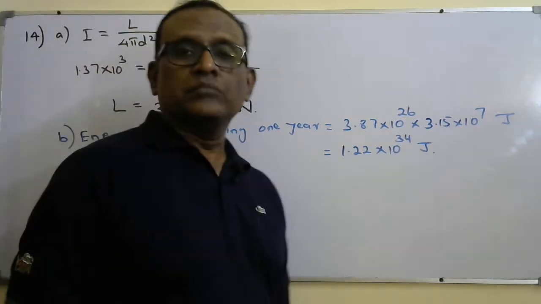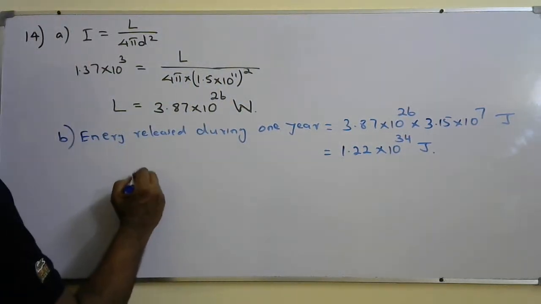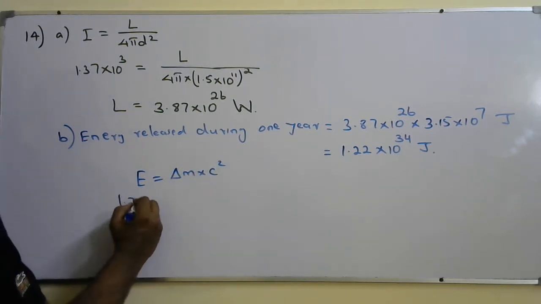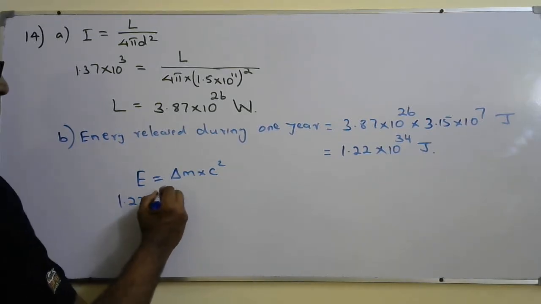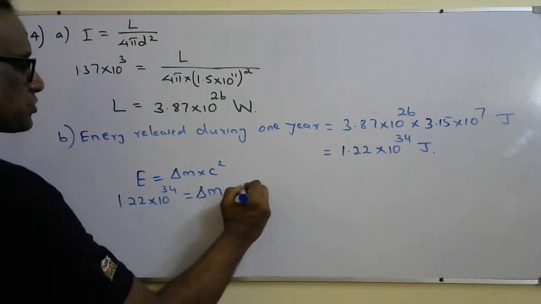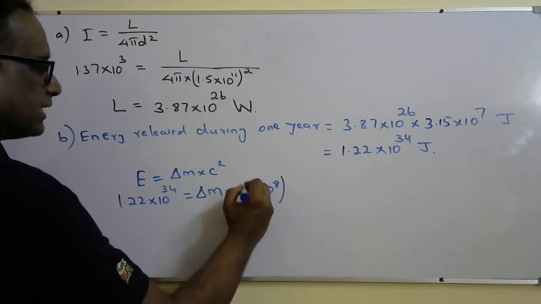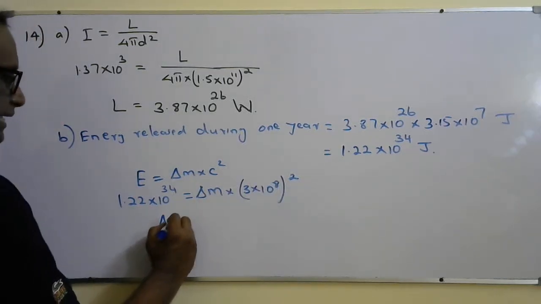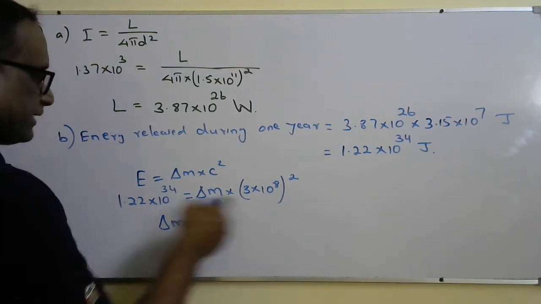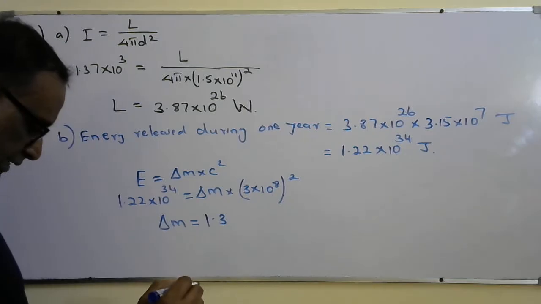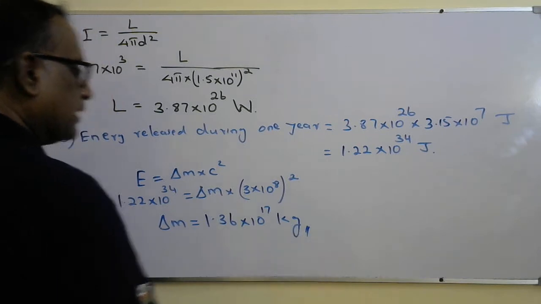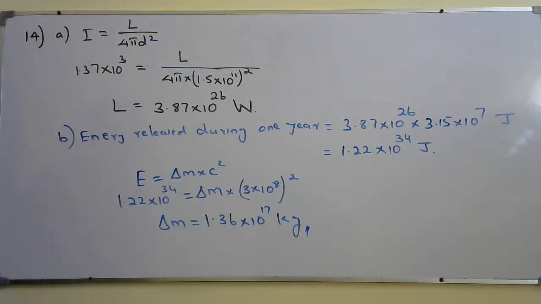So we need to find the equivalent mass of this energy. E equals delta m times c squared. So 1.22 times 10 to the power 34 equals the mass released times c squared, with c being 3 times 10 to the power 8, all squared. So the mass lost by the sun is going to be, dividing this by this, 1.36 times 10 to the power 17 kilograms, the amount of mass lost by the sun during 1 year.